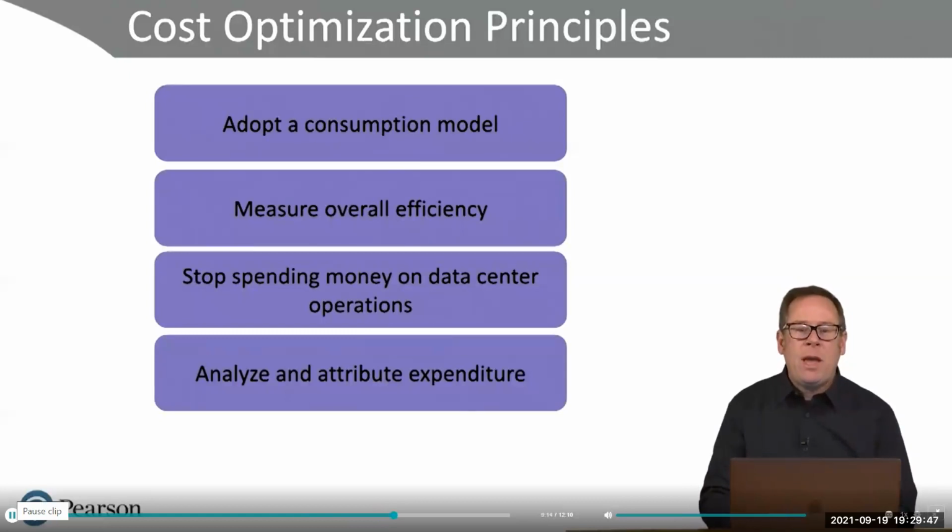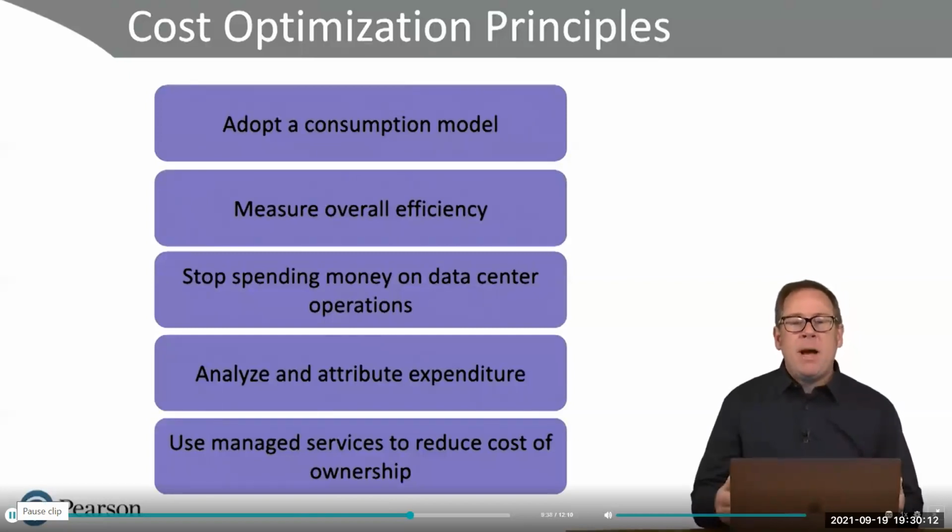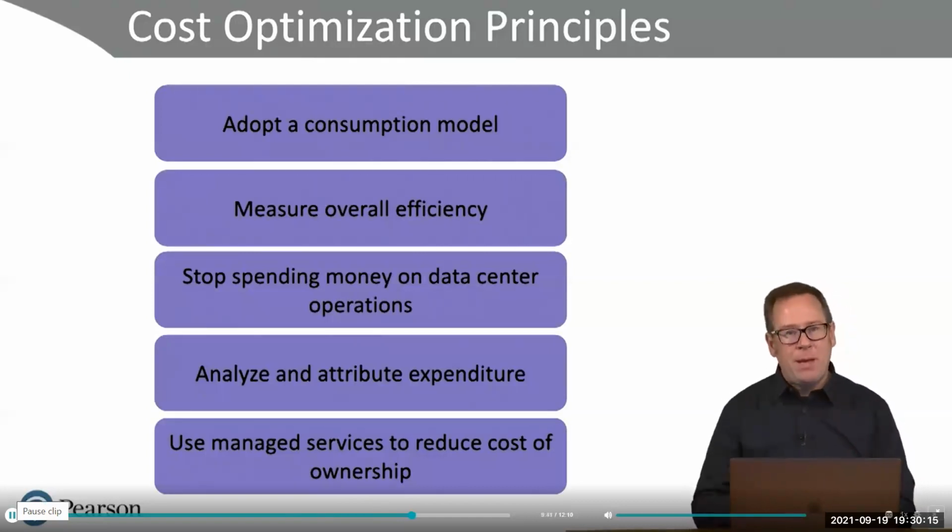Next point, analyze and attribute expenditure. That AWS monthly bill is given to you with an extraordinary amount of detail associated so that you can perform that analysis and understand what is part of that bill. And their final point is use managed services to reduce the total cost of ownership of being in AWS. Migration does not guarantee that you'll spend less over working in a traditional IT data center. But if you do it right, the total cost of ownership for the various workloads will be lower.